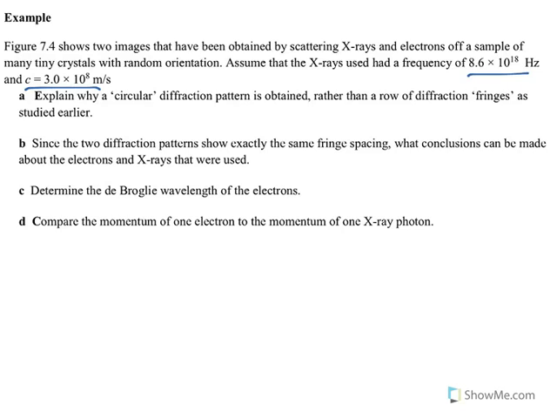So first of all, part A: why is the diffraction circular rather than a row of fringes as we've seen earlier? Well, the simple answer to that is that the gap is not a vertical slit.